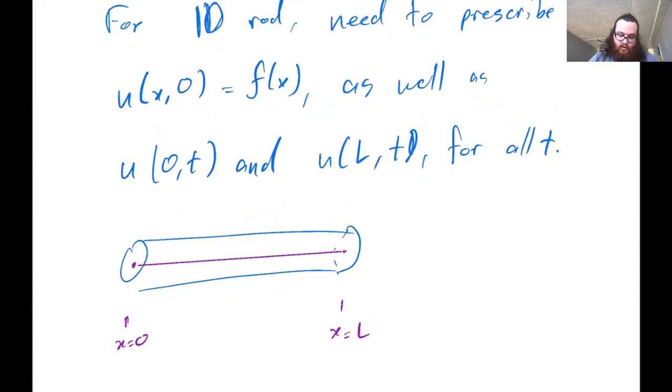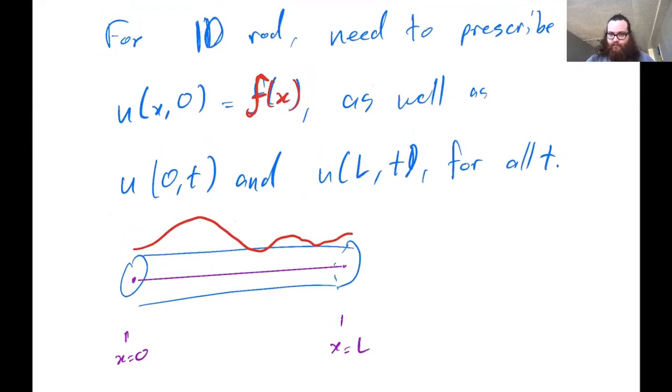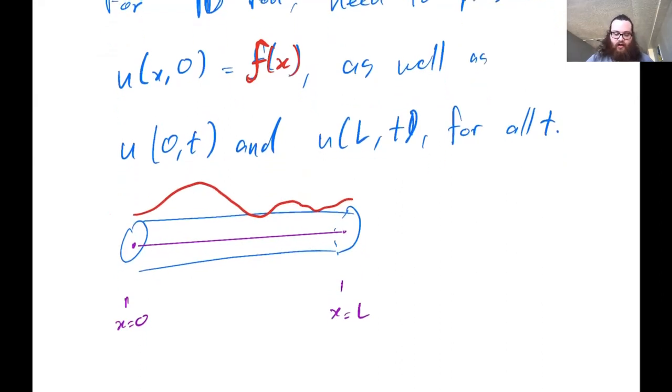So if we just specify this initial condition f of x, what I'm going to do is plot the temperature above the rod with the graph. Okay, so suppose the initial temperature looks something like that. And so the claim is that if you just have this initial temperature, and you have a rule for how it evolves in time, and the rule in this case is the heat equation, du/dt is equal to k d squared u/dx squared, it turns out it's not enough.